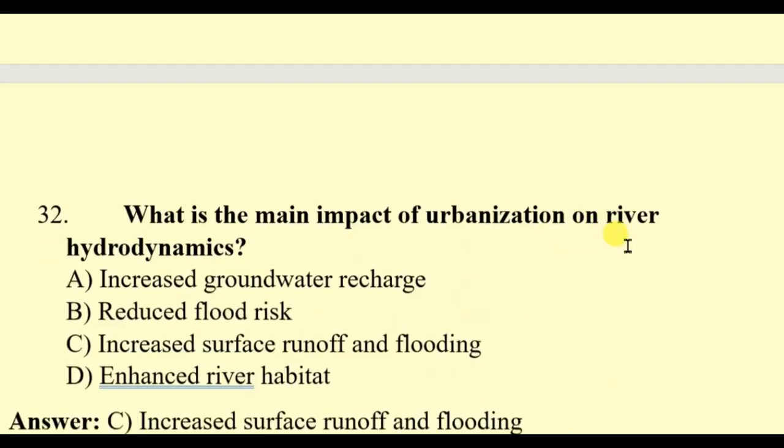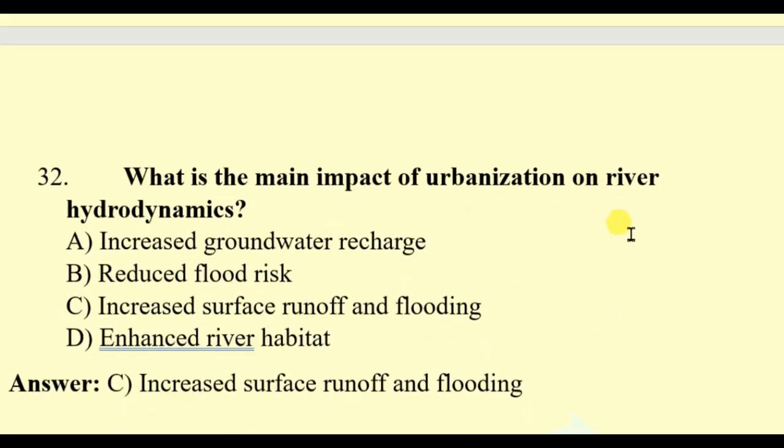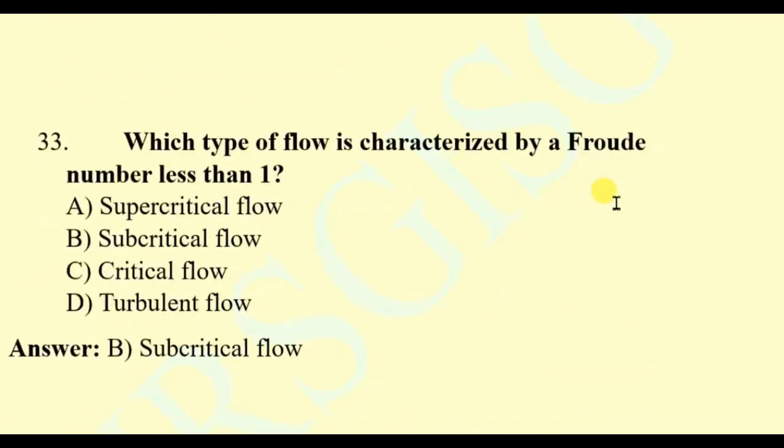Urbanization means the increase of cemented surface. The more cemented surface, the more runoff and the less infiltration, so there is more chance of flooding and more chance of erosion, everything. Question 33. Which type of flow is characterized by Froude number less than 1?